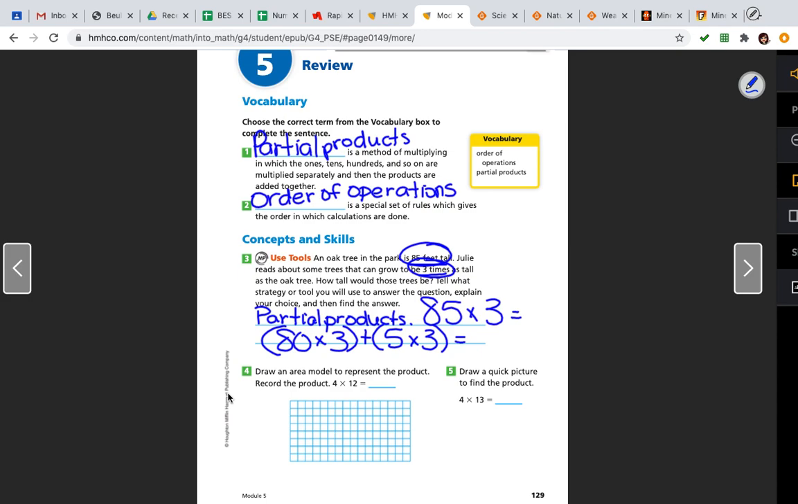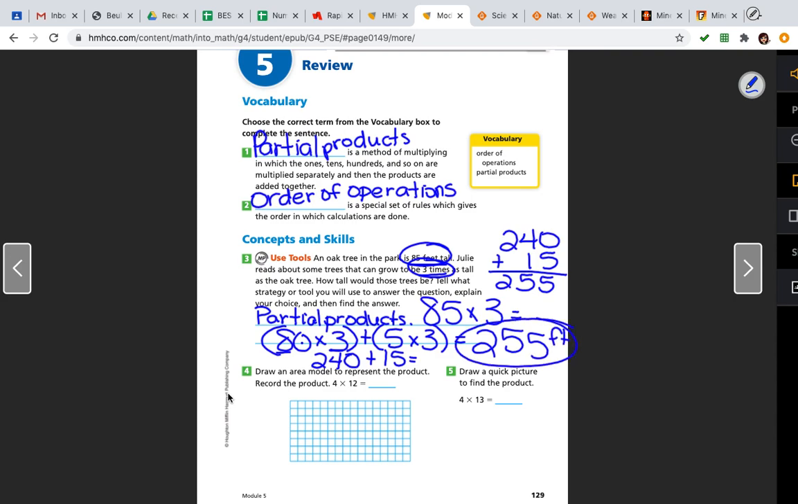So let's solve this. We know that 80 times 3, our basic fact is 8 times 3. So 8 times 3 is 24, plus we add the 0, so it's 240. And 5 times 3 is 15, that's the basic fact. And then we're going to add. So over here I'm going to add 240 plus 15. 5 plus 0 is 5, 4 plus 1 is 5, 2. So the tree is 3 times taller than 85, so the tree is 255 feet tall, 255 feet.